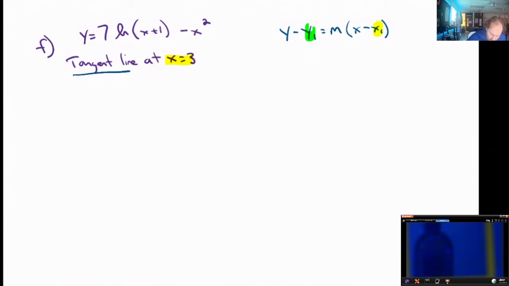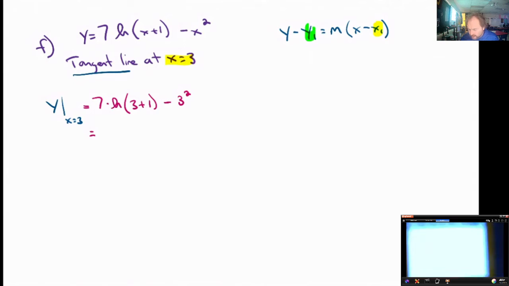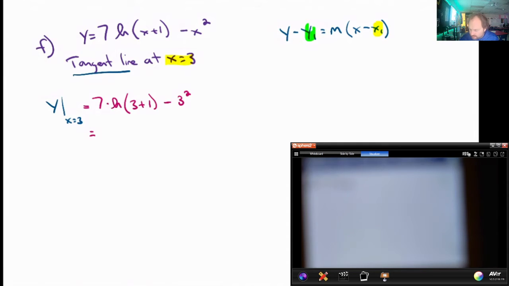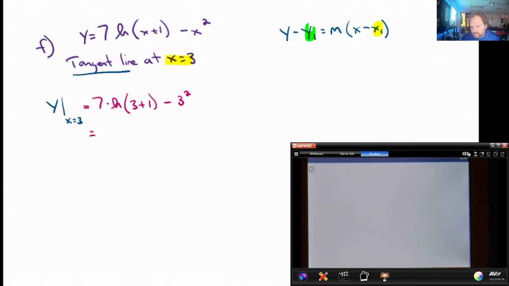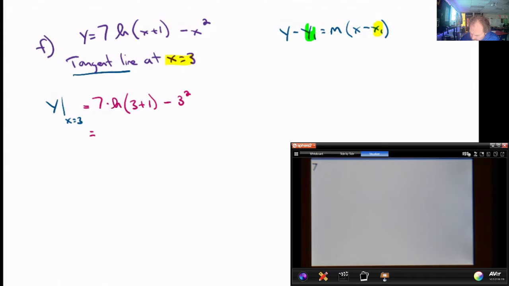So we're going to take 3 and plug it in. We're going to evaluate y when x is 3. That's going to be 7 times the natural log of 3 plus 1 minus 3 squared. And I suspect this will not be a nice number because the natural log of 4 is not going to be a whole number. So I'm going to use a calculator to evaluate this decimal. Honestly, you could do this problem without making a decimal out of it. You could leave it in its exact form, but I'm going to use the decimal. So this is 7 times the natural log of 4 minus 9 is what I'm writing down. And it's going to be that number right there.